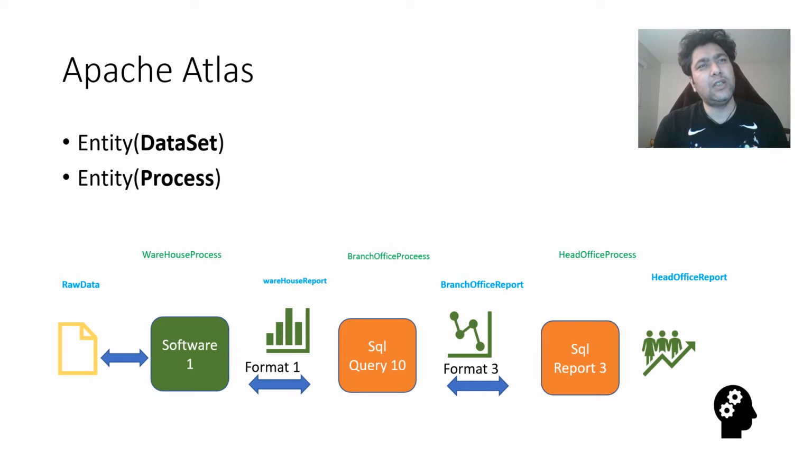If we see clearly, all the data entries I have marked in blue are of type dataset, because that is actually data that is getting created. Raw data is data, so it will be of type dataset because it has a schema. All these entries in blue are datasets, and all the entries in green are processes, because warehouse one actually takes the raw data and creates a report. Then the branch office takes the report from warehouse one and converts it into another report, whereas the head office takes reports from different places and creates a further report.